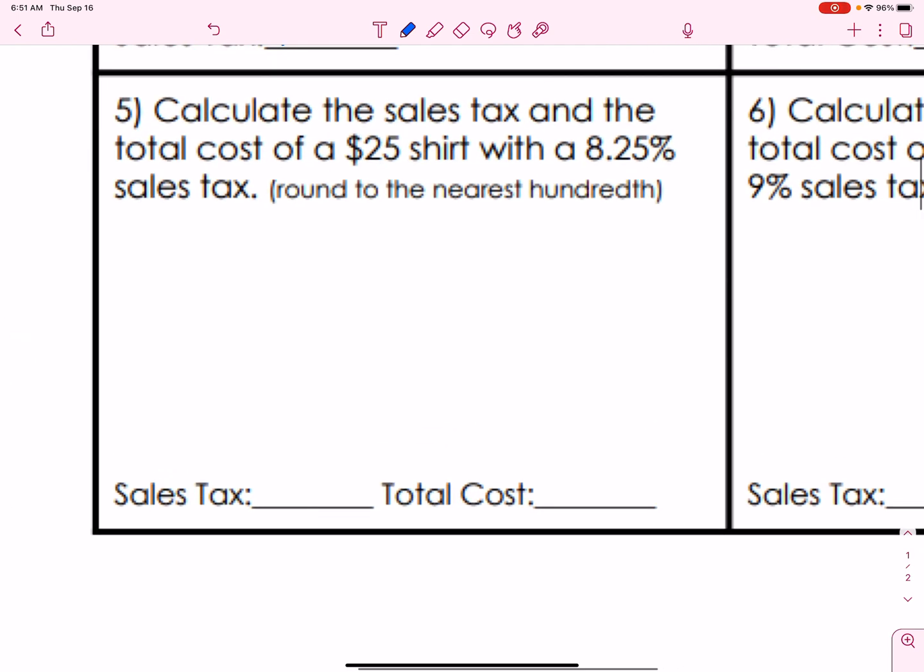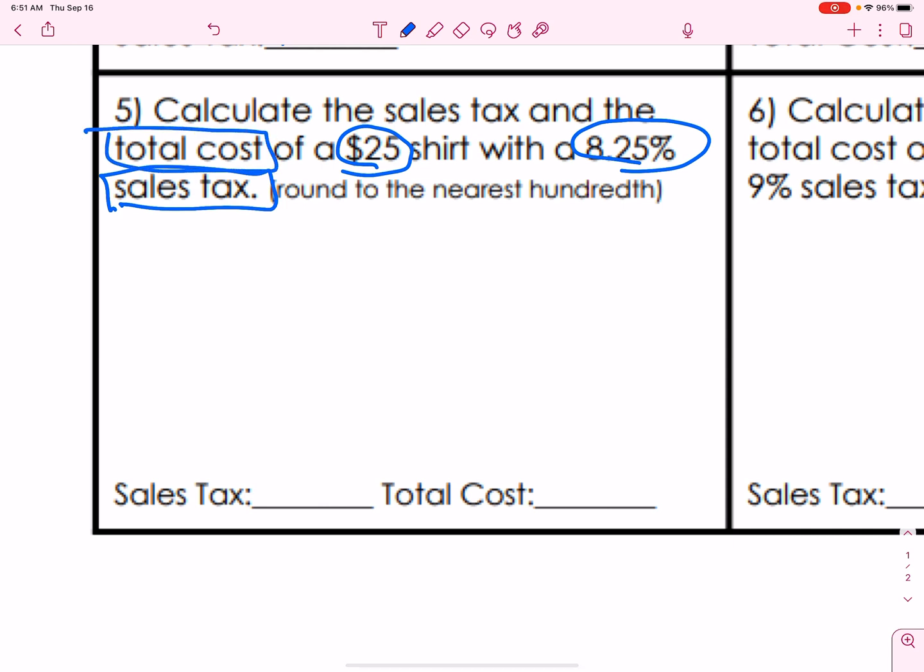Question 5. Calculate the sales tax and the total cost of a shirt. $25 shirt. 8.25% sales tax. So sales tax is a good thing. Total cost is good to know. So first thing we need to do is turn that percent into a decimal.